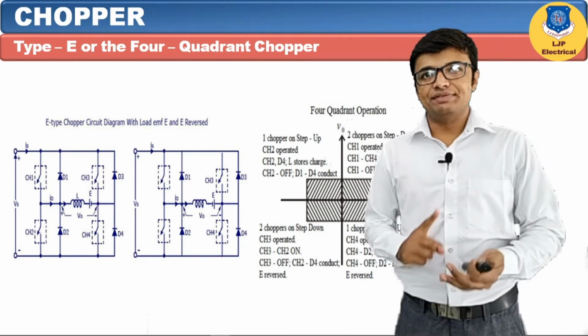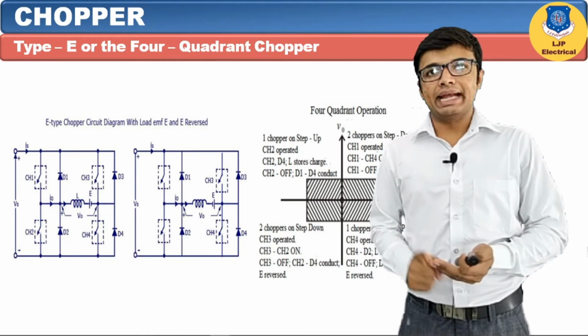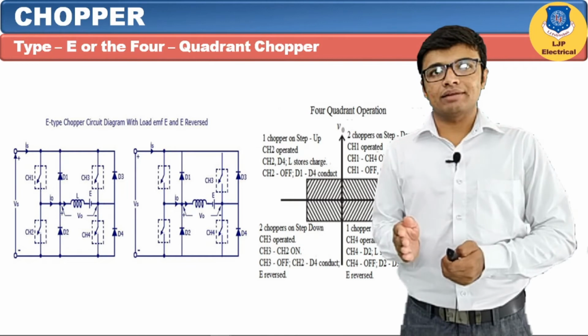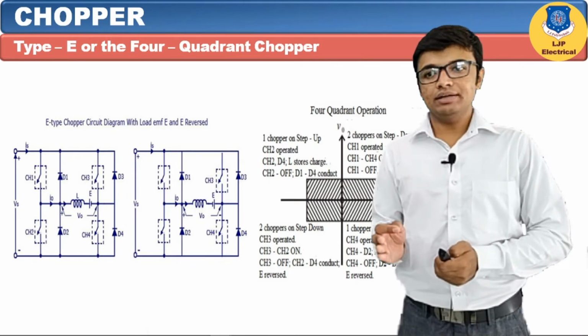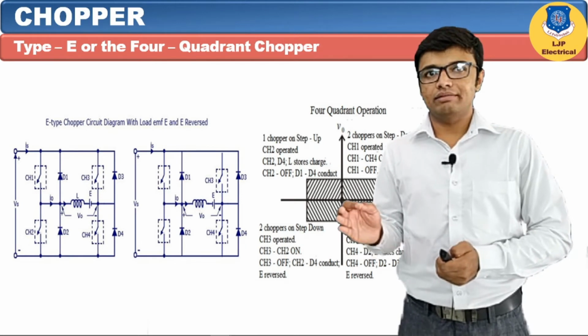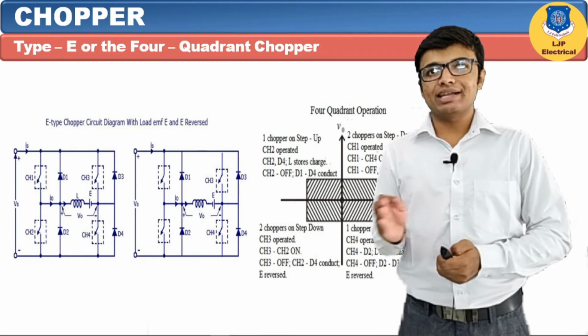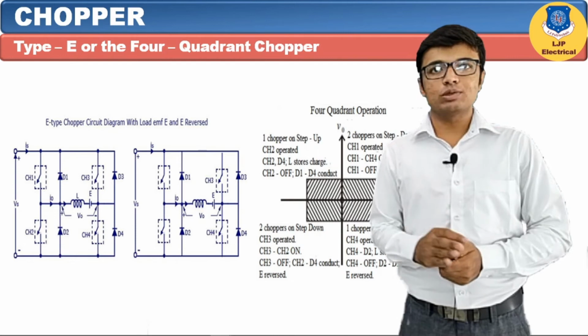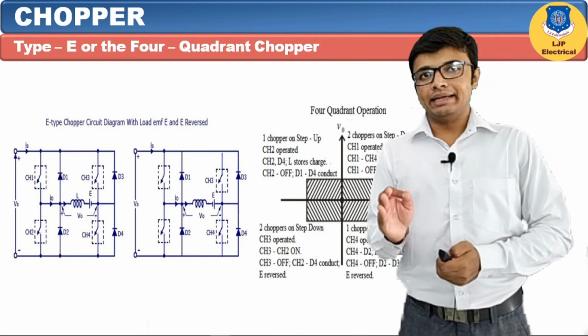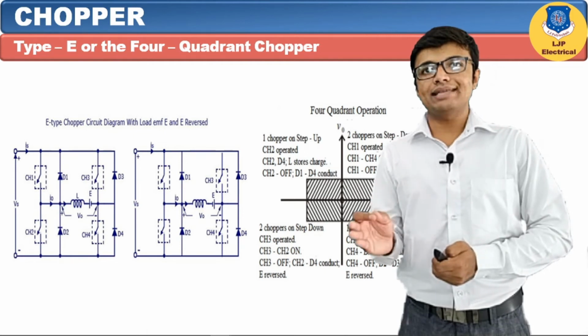Now suppose switch 1 and switch 4 are on and diode D2 and diode D3 are in reverse bias, such that we will get current from the supply through switch 1, to the load, through switch 4 and to the negative of the supply. So voltage is positive, at the same time current is positive. So we will get operation in the first quadrant. At that time the inductor is going to store energy inside.